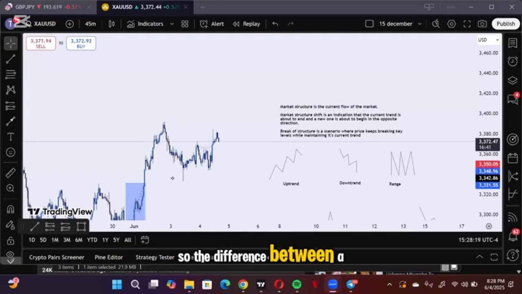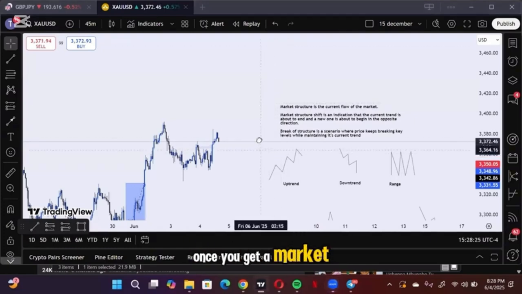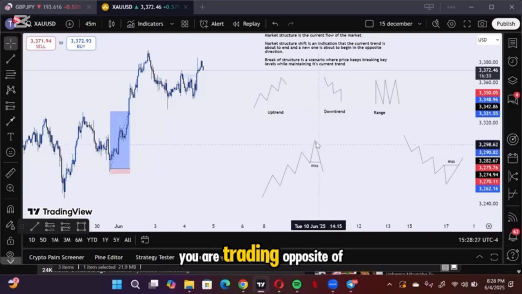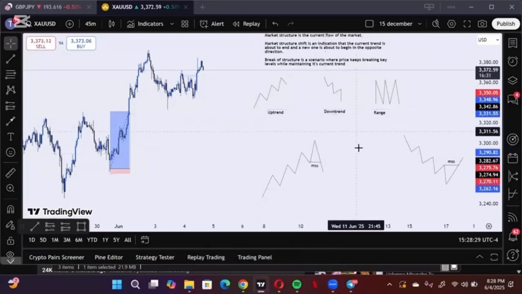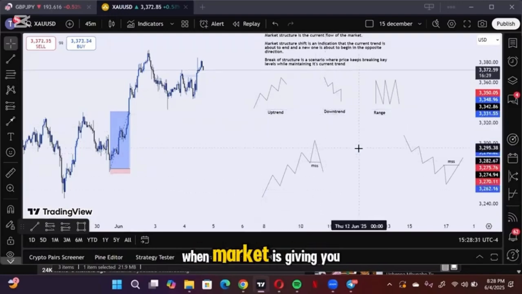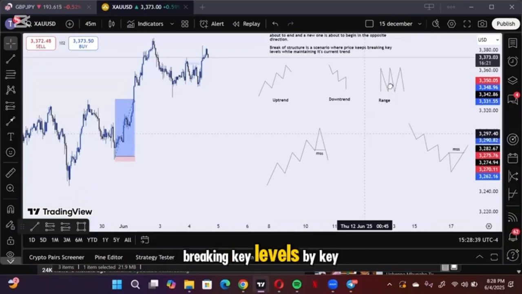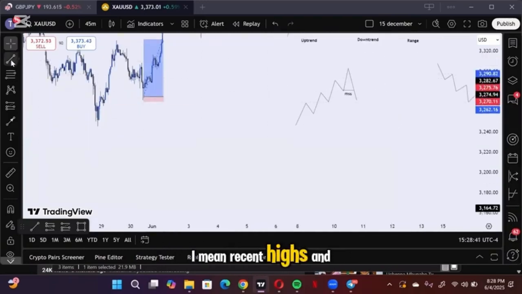So the difference between a market structure shift and a break of structure is that once you get a market structure shift, you are trading opposite of the trend. But when the market is giving you a break of structure, you are still going to be trading in line with the current trend that the market is on. But it's going to keep breaking key levels. By key levels, I mean recent highs and lows in the market. So this is what I mean by key level.